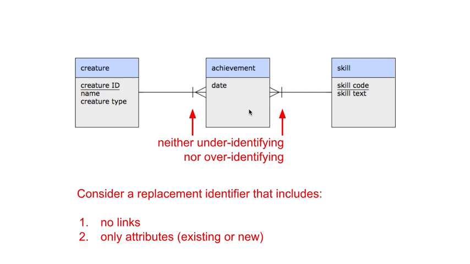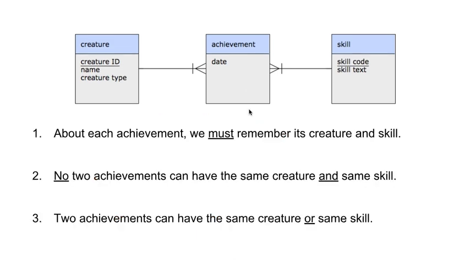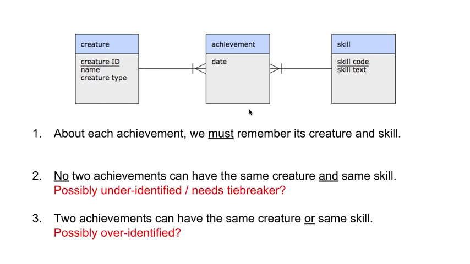That means considering a replacement identifier that includes no links and only attributes, either existing ones or new ones. Here's an example of the 3 statements we use to explain an identifier that has 2 descriptors, as achievement does here. In the last 2 videos on under-identification and over-identification, we focused on statements 2 and 3, which explain what instances are allowed. Statement 2 is restrictive and calls attention to possible under-identification.